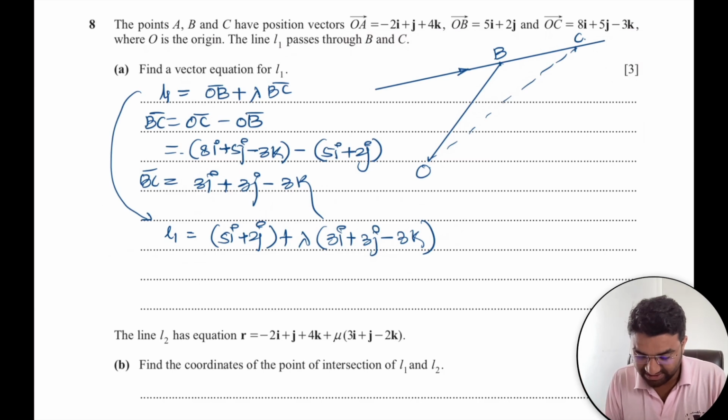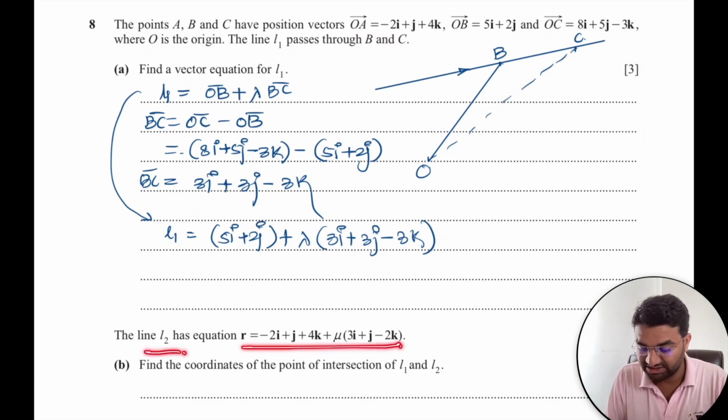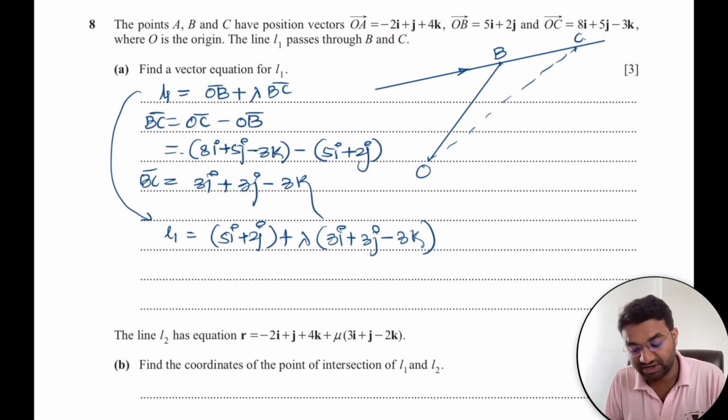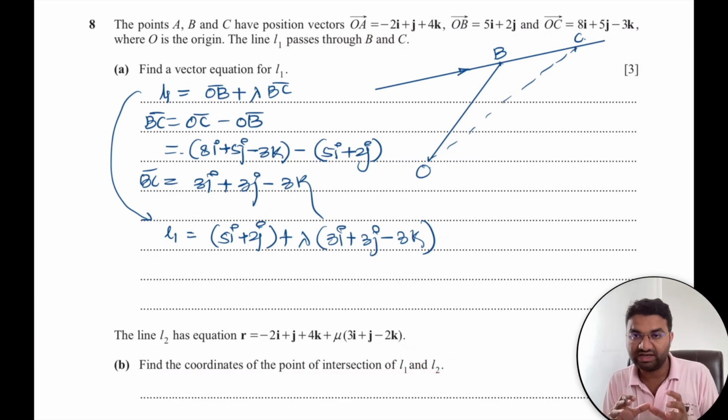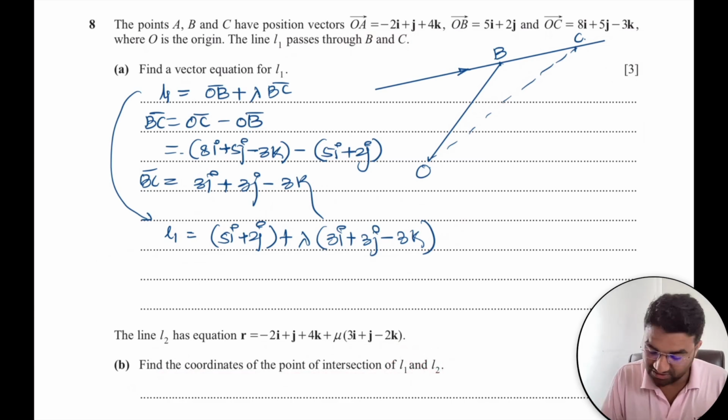Then here we have L2 with the equation negative 2i plus j plus 4k plus mu times 3i plus j minus k. They ask us to find the coordinates of the point of intersection of L1 and L2. So L1 and L2 intersect, and we have to find the coordinates of the point of intersection.